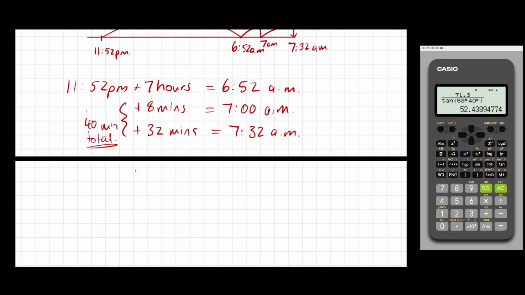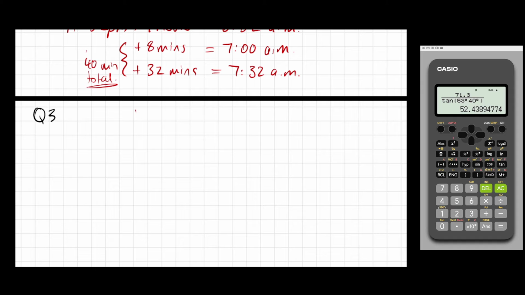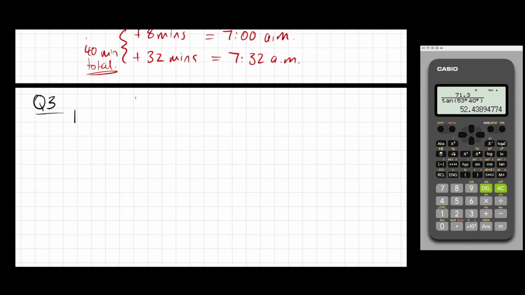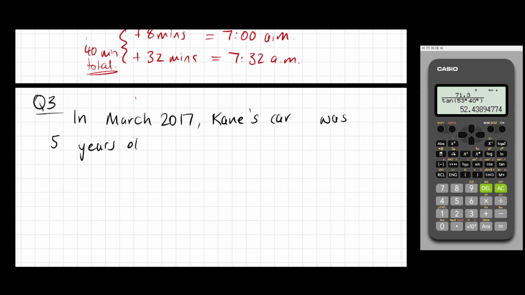One more question we're going to have a quick look at. We'll write this one out. Let's say in March of 2017, Kane's car was 5 years old and 9 months. When was his car made?